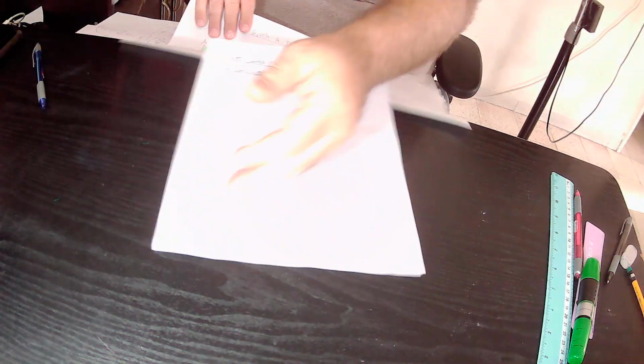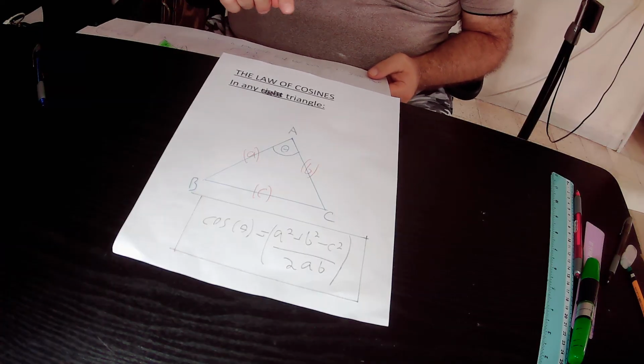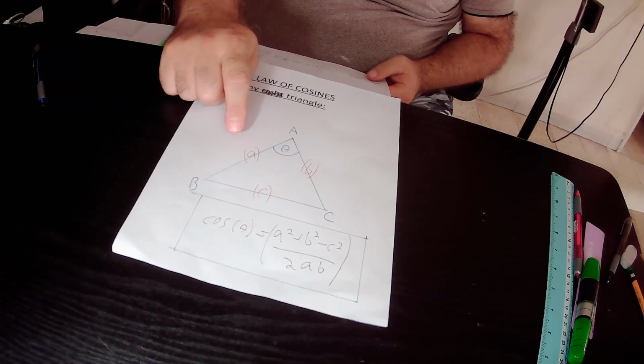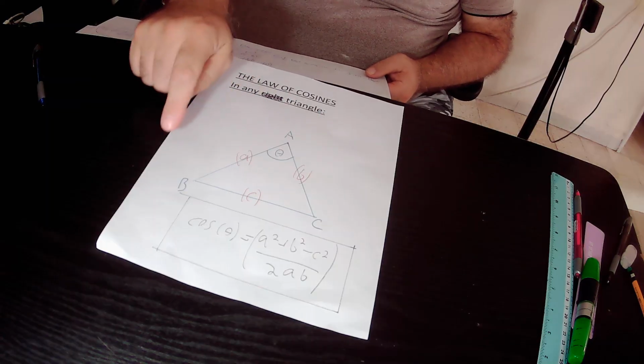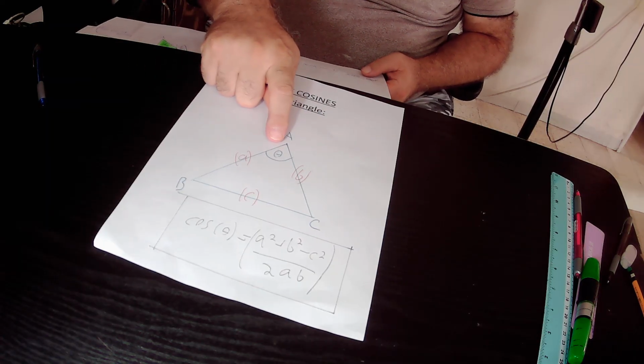So actually, this is triangle ABC that could be any triangle. Side AB equals A units in length, side AC equals B units in length, and side BC equals C units in length. This is an angle BAC that equals theta degrees in size, according to our definition. So, in this triangle ABC that could be any triangle, the following equation is true.